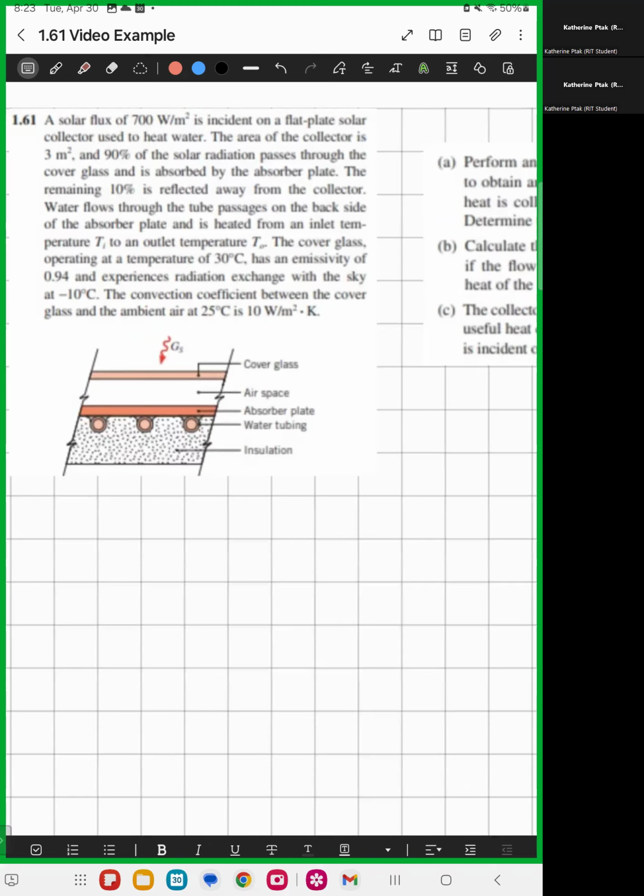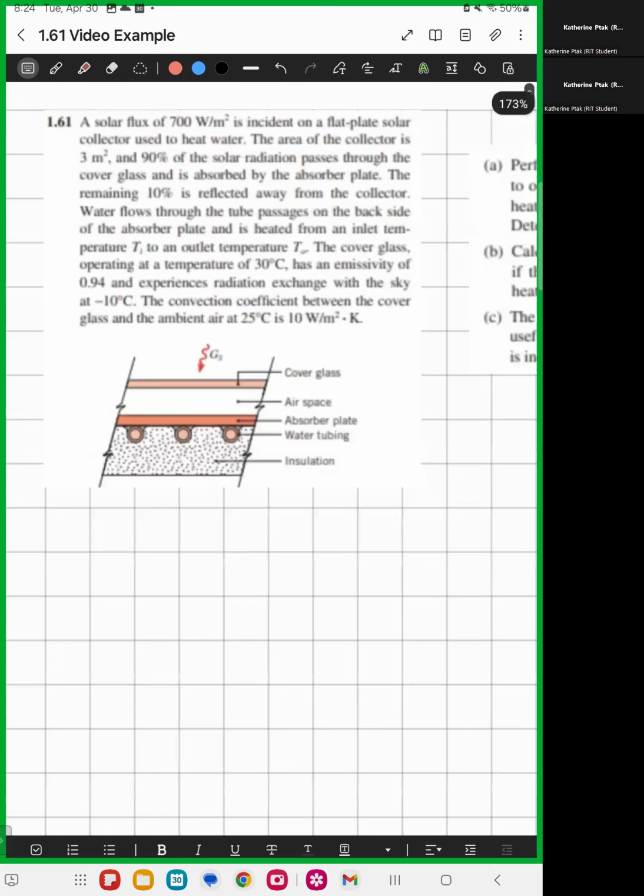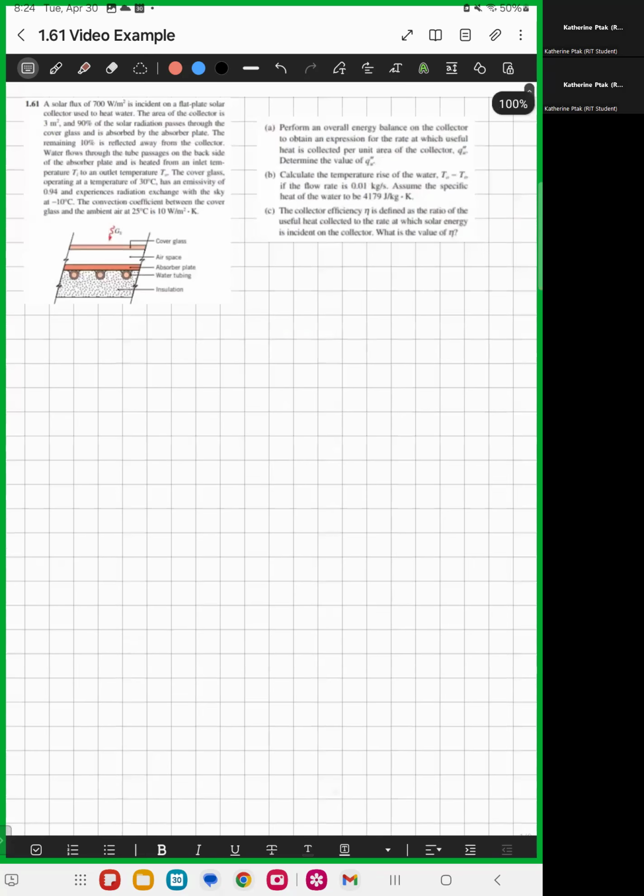Water flows through the two passages on the backside of the absorber plate and is heated from an inlet temperature Ti to an outlet temperature To. The cover glass, operating at a temperature of 30 degrees C, has an emissivity of 0.94 and experiences radiation exchange with the sky at negative 10 degrees Celsius. The convection coefficient between the cover glass and the ambient air at 25 degrees Celsius is 10 watts per meter squared Kelvin. And then we have just a little image, and then the actual problem.